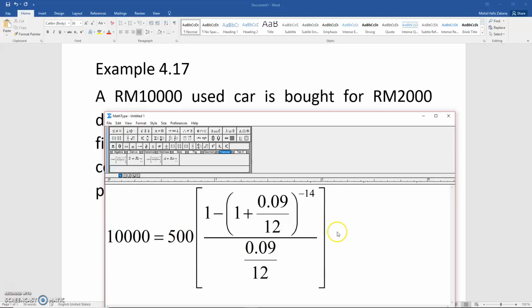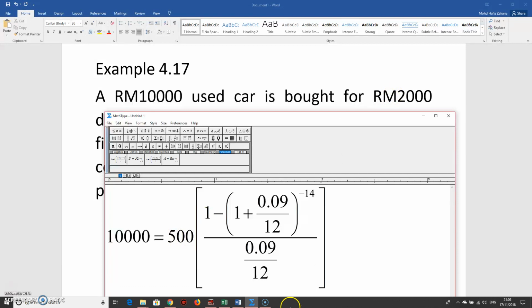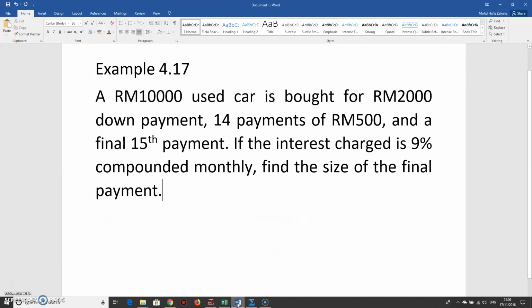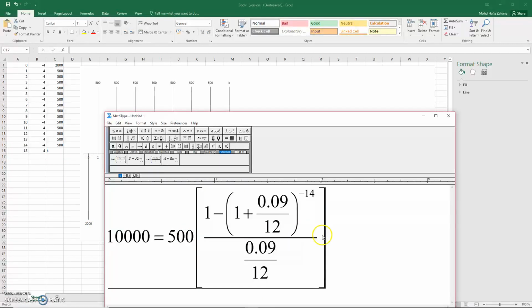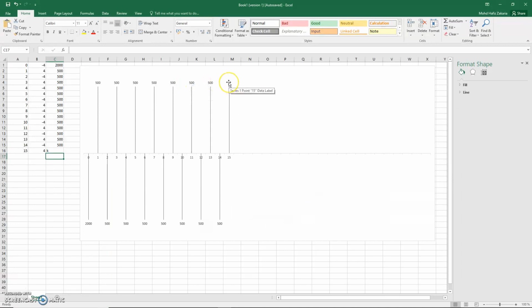Next is the down payment. Let's look back at the timeline. As you can see, the down payment is at the present value, so there is no discounting or accumulating at this point because it is what it is, 2,000. So we just add 2,000. And finally, the 15th payment. What is it? The 15th payment is the last payment.